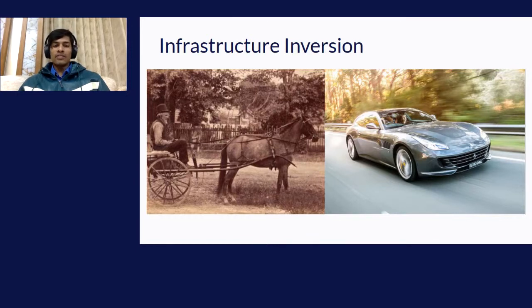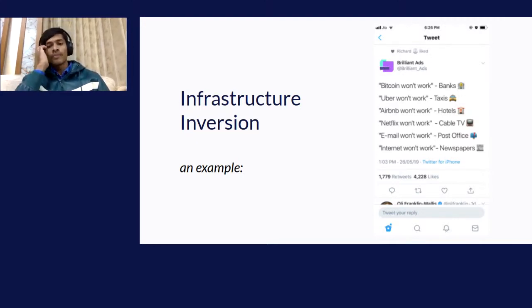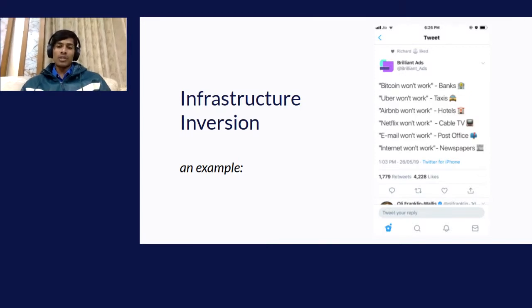And what we're looking at is infrastructure inversion. So there were bullock carts, but people didn't want cars. They wanted faster bullock carts. But when there were cars, people realized that, oh, okay, they didn't really need bullock carts as long as they have cars. And this is an example. So when Uber came along, taxi drivers said that Uber won't work. Hotels said that Airbnb won't work. Cable TV guy said that Netflix makes no sense, right?